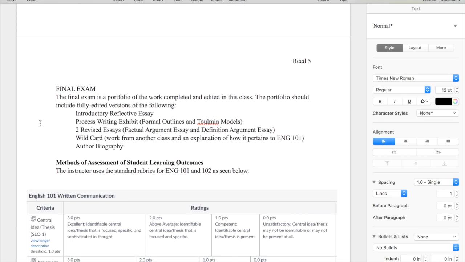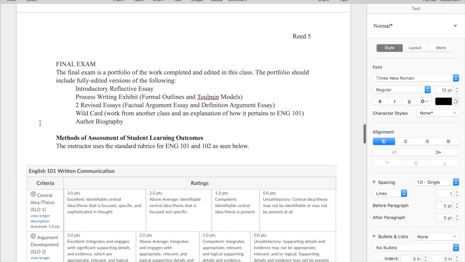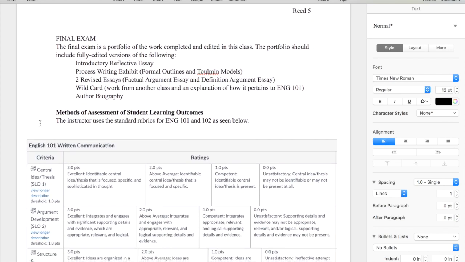The introductory reflective essay, then a process writing exhibit, which will include some of those lower stake assignments, 2 revised essays that you have written, the rhetorical analysis essay and the definition essay, and then a wild card, which could be work from another class with an explanation of how it pertains to 101, and then your author biography.